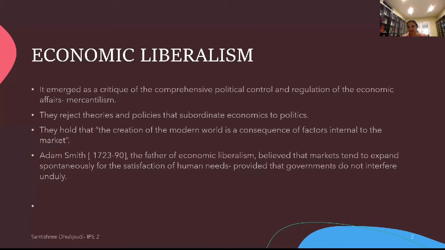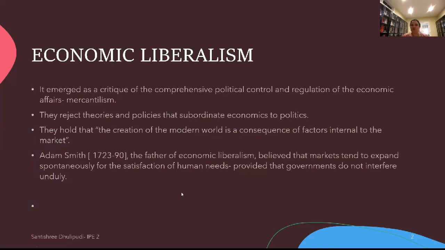Economic liberalism emerged as a critique of the comprehensive political control and regulation of economic affairs, that is, mercantilism. They reject theories and policies that subordinate economics to politics. They hold that the creation of the modern world is a consequence of factors internal to the market.